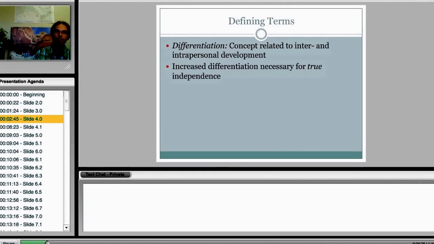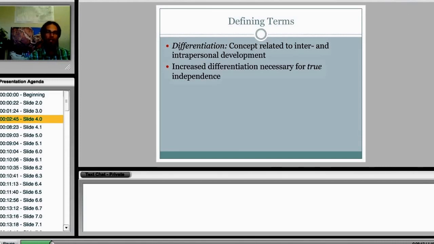One of the things to understand about differentiation is that many of the students I've worked with in the field, whether they're adolescents or young adults, talk about wanting independence. In order to have true independence, what is necessary is a high level of differentiation. We'll talk about how this concept is necessary for true independence, even though students and sometimes parents confuse lower levels of differentiation with independence because of some of the emotional experience it can create. We'll try to make that distinction throughout our conversation today.